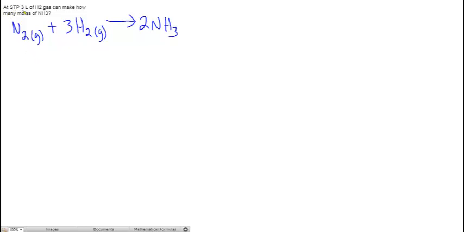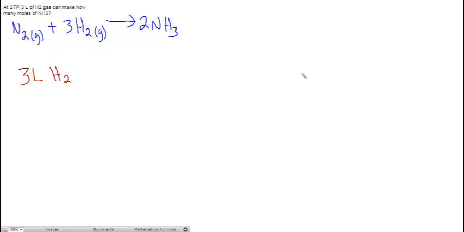At STP, 3 liters of H2 gas can make how many moles of NH3? I wrote the chemical equation here that this corresponds to in the question. First off, let's start by writing down the information from the question. I have 3 liters of H2 gas, and I want to know how many moles of NH3 I can make.